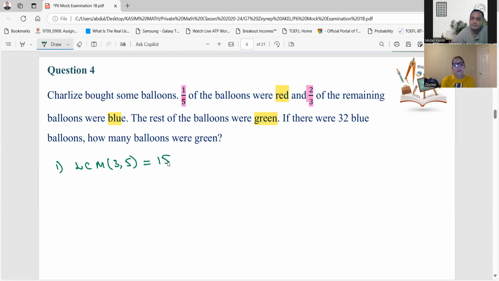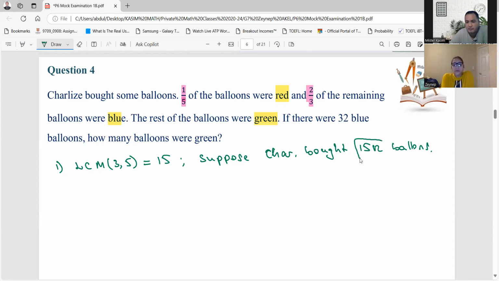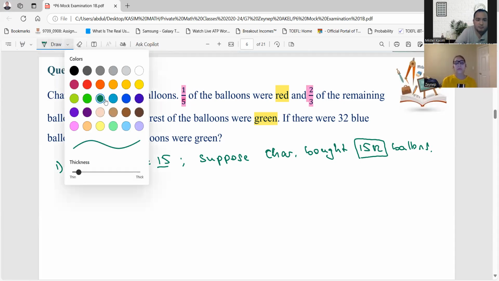It is 15, right? Yes. Now, suppose Charlize bought 15N balloons. Why am I using this 15N? You don't have to, but it really makes our problem easy because the least common multiple of the denominators is 15. Now I'm going to write one by one.